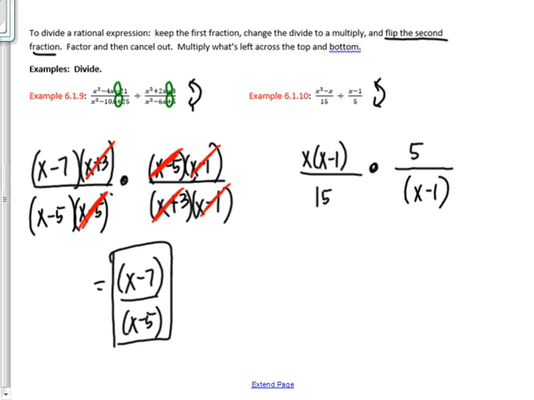All right, so let's knock out that. You can also knock this out. What goes into both 5 and 15? 5 goes into 5 once and into 15 three times, and that's it. So the only thing left on top is an x, and on the bottom is a 3.